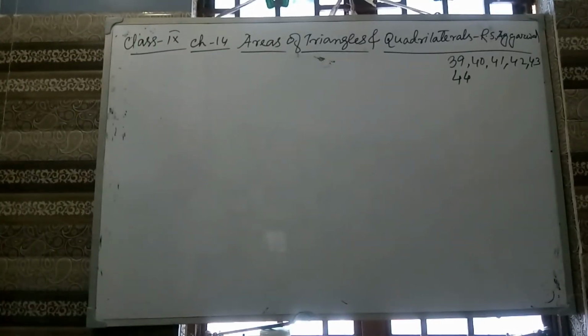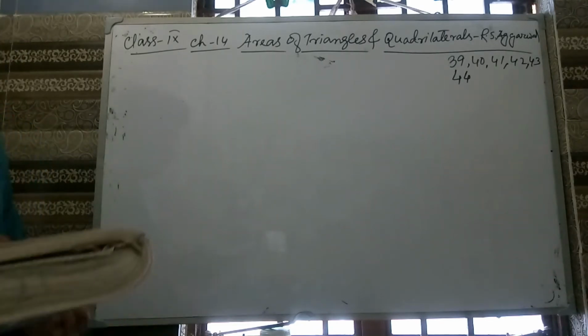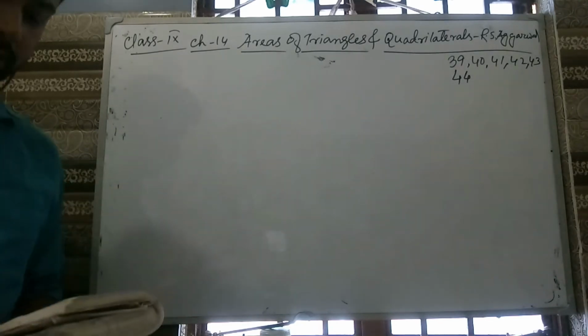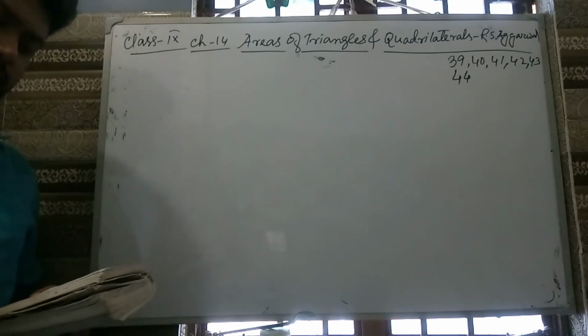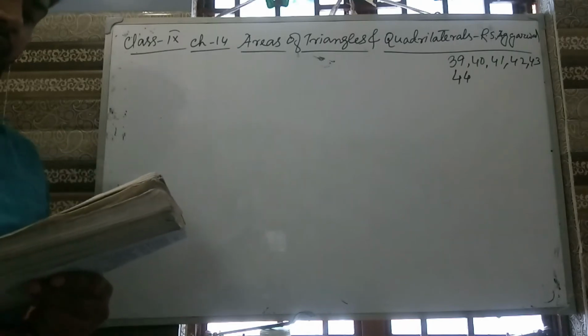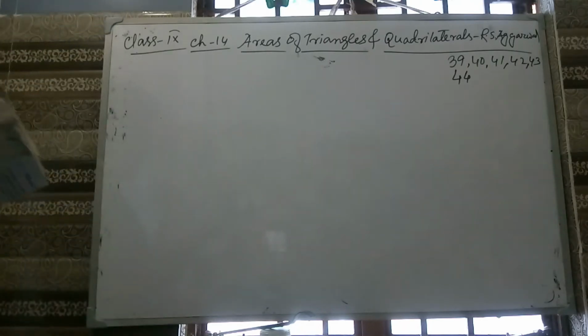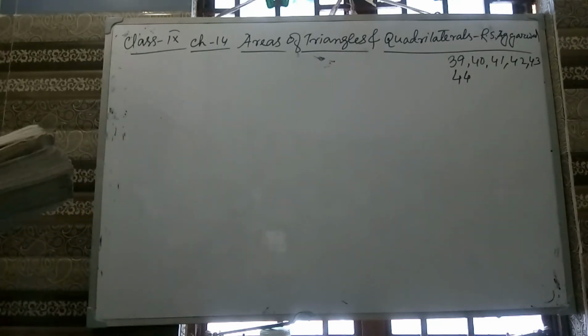So everyone, read question number 39. I am reading it from my book; see whether it matches with your book or not. Find the area of a trapezium whose parallel sides are 11 meter and 25 meter long and the non-parallel sides are 15 meter and 13 meter long. Okay?